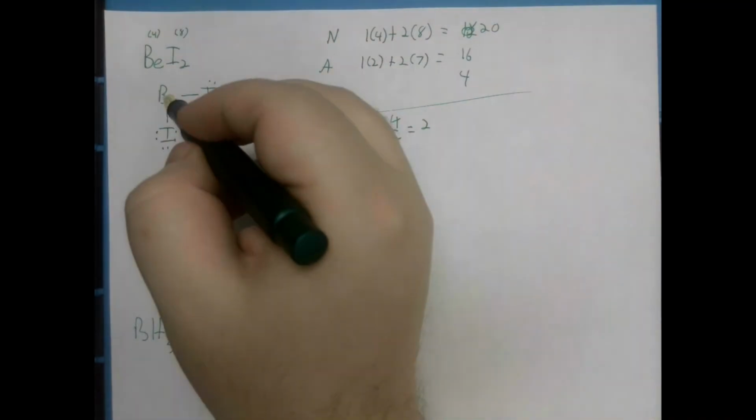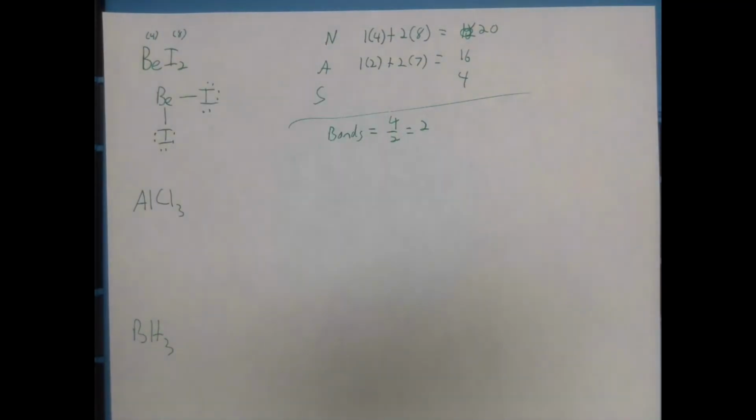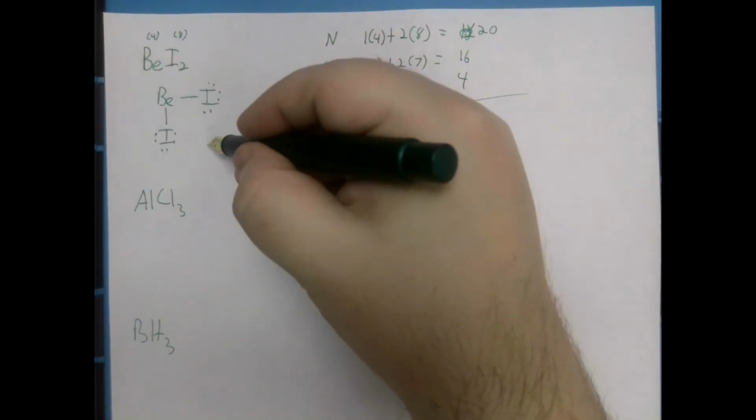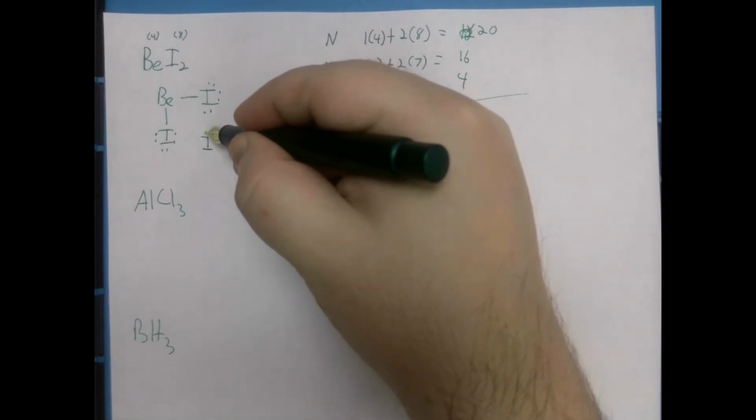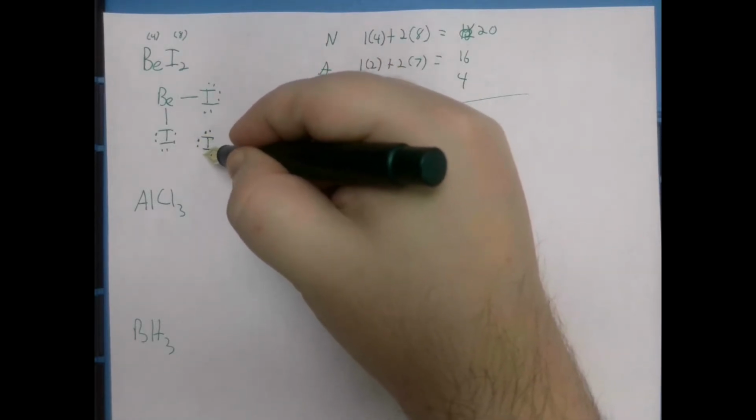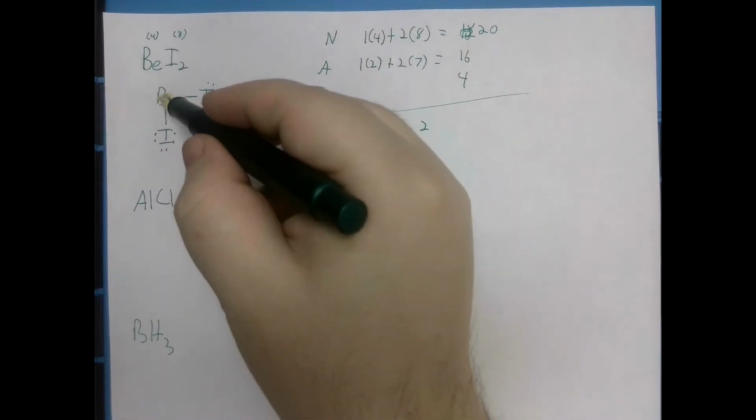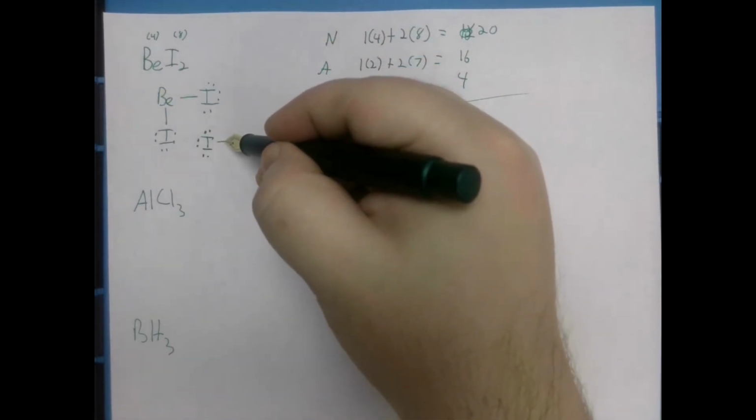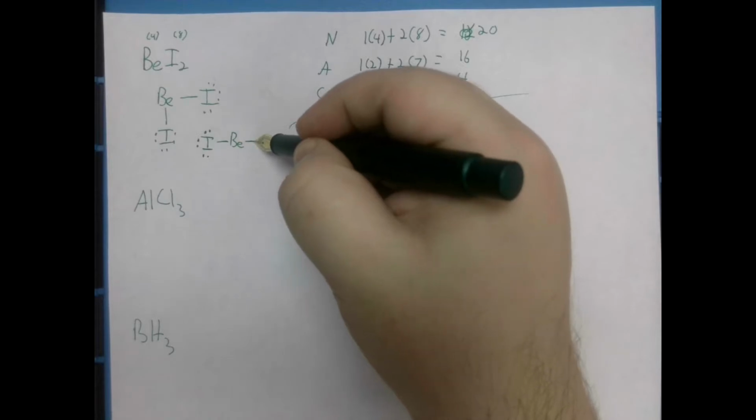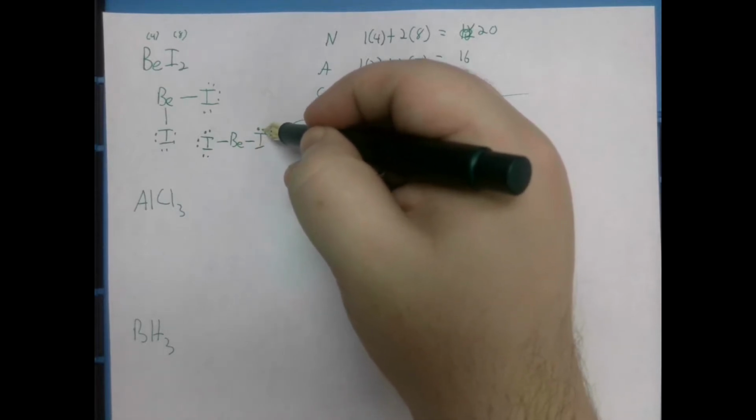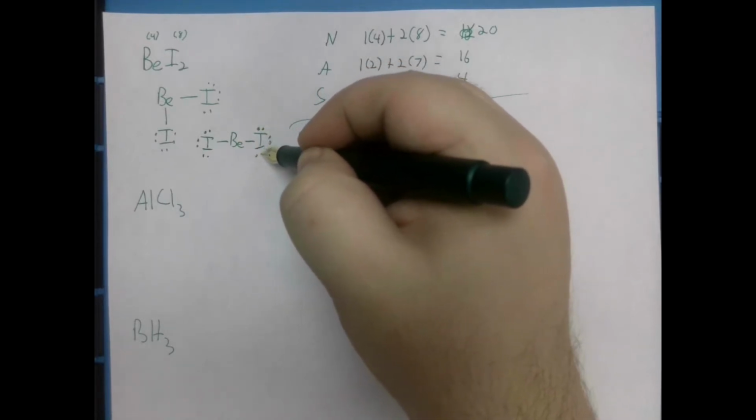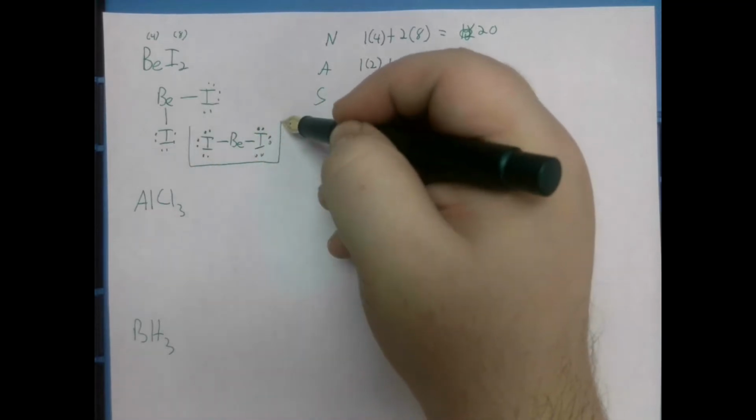And seeing that there's no lone pairs, I would actually prefer you to have written this like this. You should recognize what geometry this will have. Without any lone pairs, this should be linear. So this would be the correct Lewis dot structure.